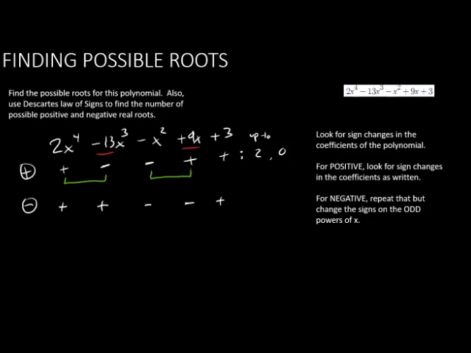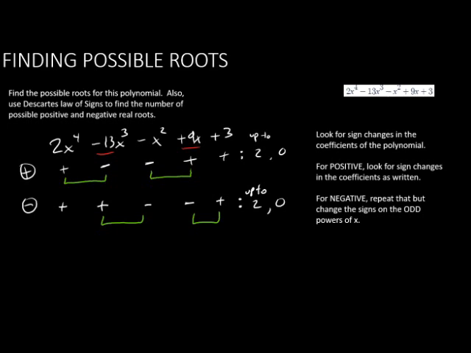Therefore, we have two sign changes that I'll mark between the second positive and the first negative, and between the second negative and the third positive. Those two sign changes tell us that we could have up to two negative roots. Again, some of these could be complex, so we could also have zero negative roots.